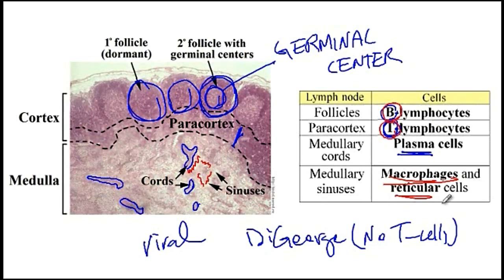Now, if you look at the type of cells present in a lymph node, you can already tell what the function of a lymph node is. It is used for storage and activation of B and T lymphocytes. It is used for immunoglobulin production, and it's also used for filtering the lymphatic fluid by the macrophages.